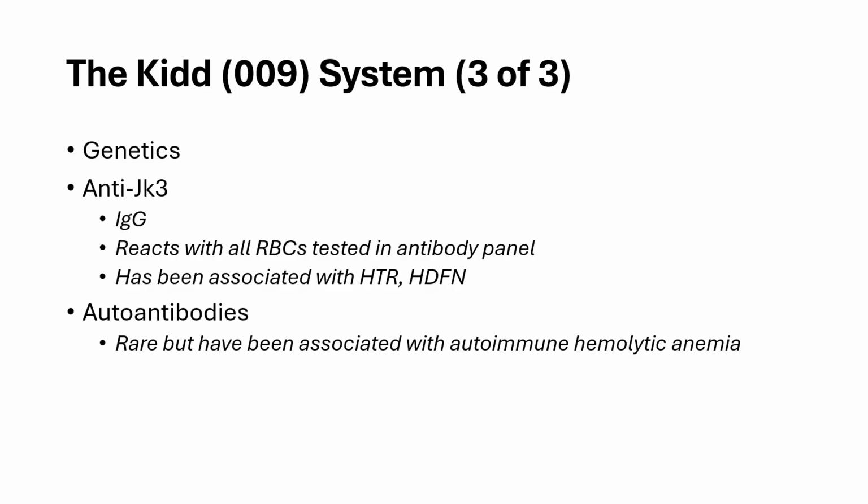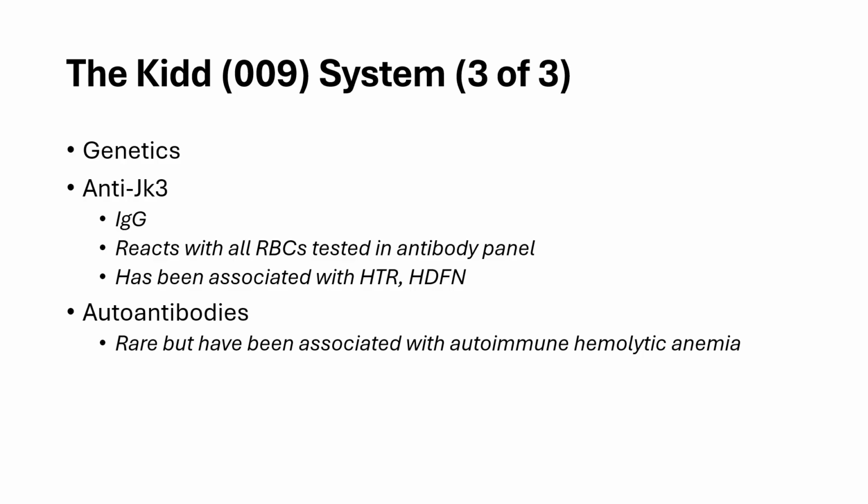The Kidd blood group system is genetically determined. The main antigens are JKA, JKB, and JK3. JK3 is a high-frequency antigen found on all red blood cells, whether they are JKA or JKB. Individuals who are JKA and JKB negative, or the null phenotype, also lack the JK3 antigen.